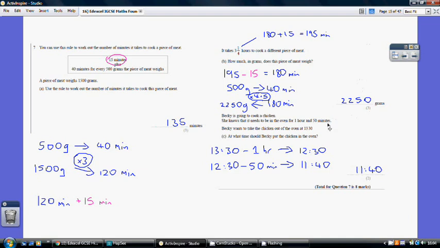Now for part C, we want to take the chicken out at 1:30 in the afternoon, 13:30, after an hour and 50 minutes worth of cooking. Now I'm just going to work my way backwards bit by bit. So first of all, I'm taking off an hour. So 13:30 take away an hour takes me back to 12:30. And now I need to go back another 50 minutes. Well, that's going back another hour, less 10 minutes. So that takes me back to 11:40.